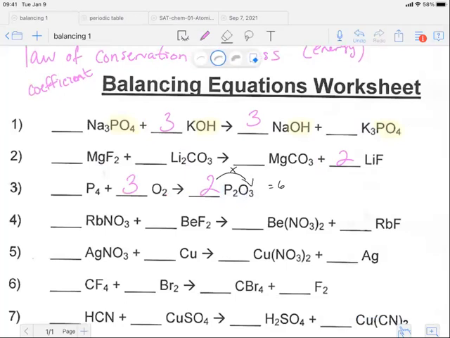And when I think that I'm finished, I double check everything. So P on the left is 4, on the right, 2 times 2 is 4. Oxygen on the left, 3 times 2 is 6. On the right-hand side, 2 times 3 is 6. Finished.